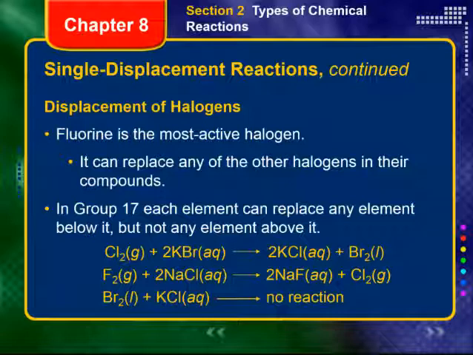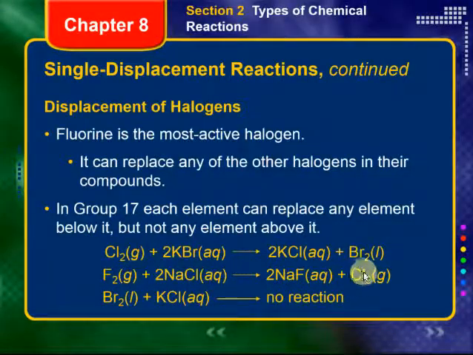So the general rule is, in group 17, each element can replace any element below it, but not any element above it. And this only works for the halogens, by the way, so don't try to do this with metals. And so we see, if we're looking at the periodic table, that chlorine is listed above bromine, and so this reaction will take place. Chlorine will replace bromine to yield a potassium chloride, and then free bromine. Fluorine, since it's at the very top of the halogens, definitely will replace chlorine to yield a sodium fluoride and then free chlorine.